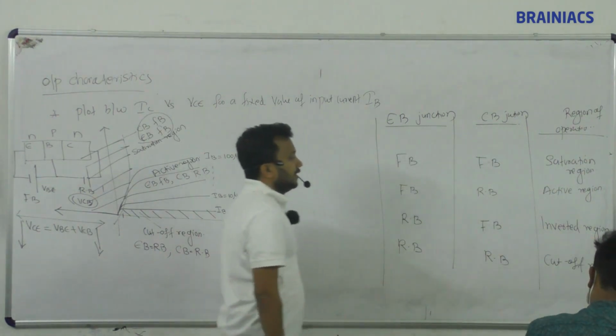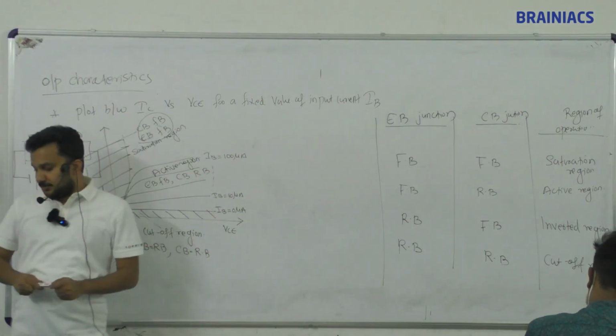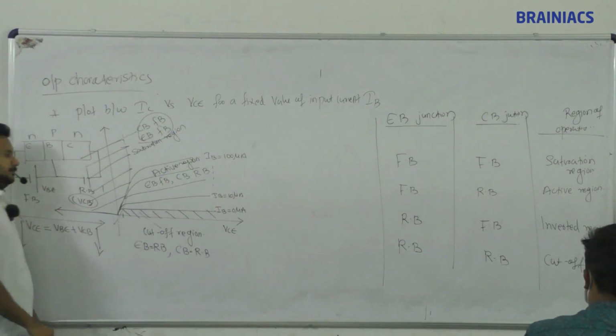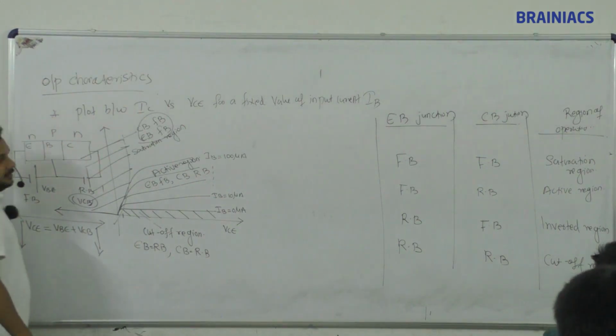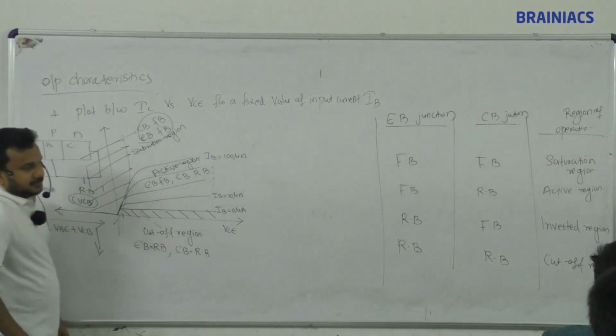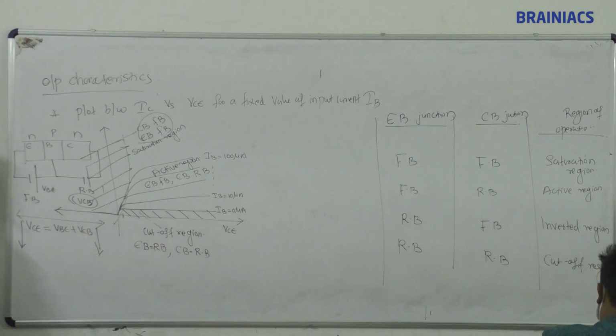So saturation, active, cutoff are available in the graph. The other one we cannot plot in the graph. Okay, forward forward saturation, forward reverse active, reverse forward inverted, reverse reverse cutoff.